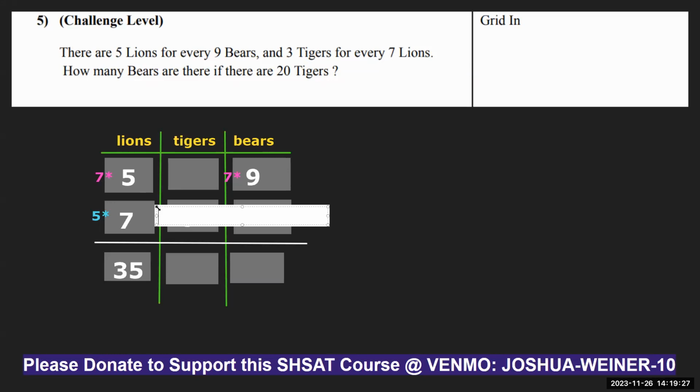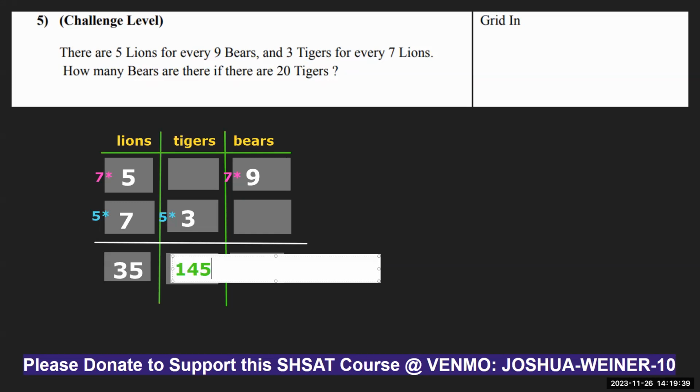So we have to do times 5 for the second row. Then we have the true ratio. And I'll write that in just a moment. We have 5 times 3 means that 15 tigers. And as I mentioned, 7 times 9 is 63 bears. So here there are lots of bears. There's more bears than lions and tigers put together. But the question was, how many bears are there if there are 20 tigers?